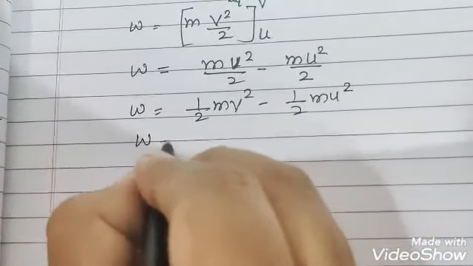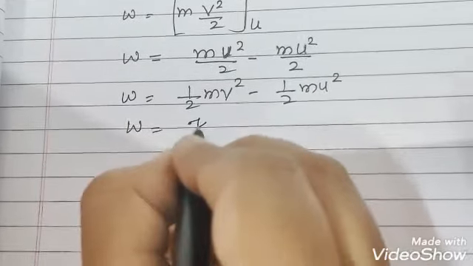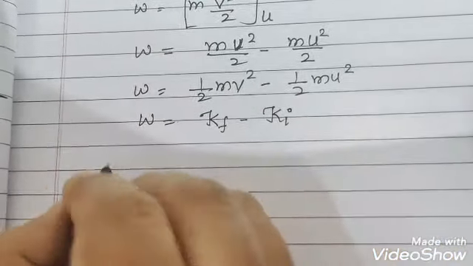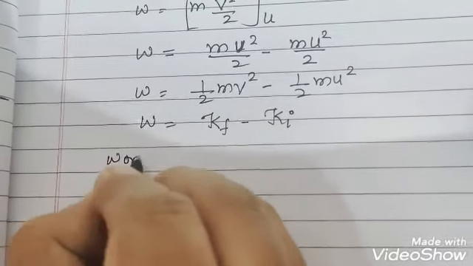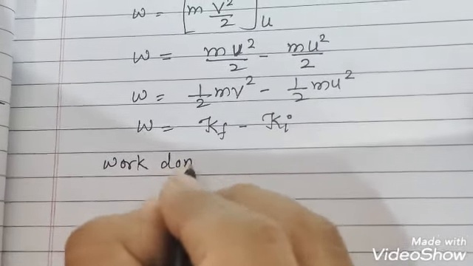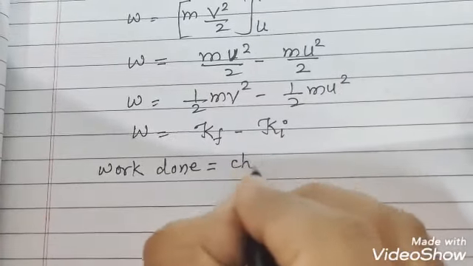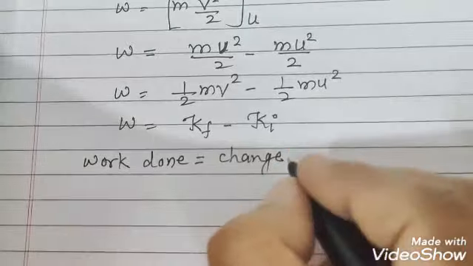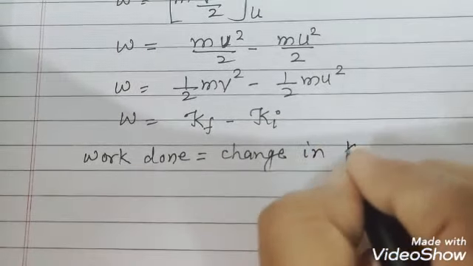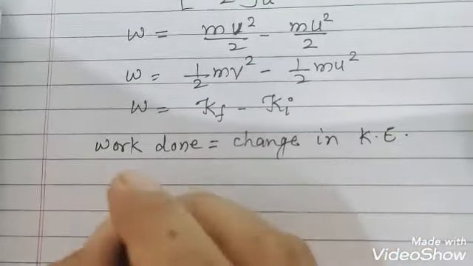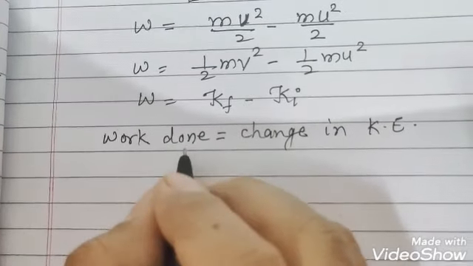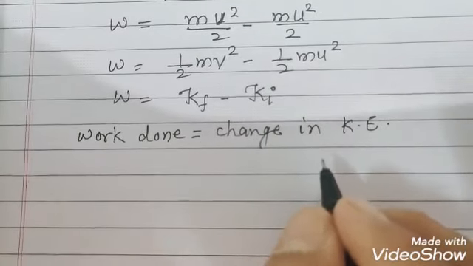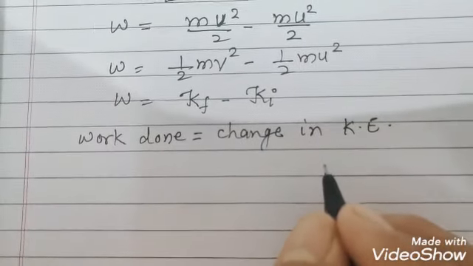So the work done is, this is the final kinetic energy, and this is the initial kinetic energy. So once again we get here the work done is equal to change in kinetic energy, that is the final kinetic energy minus initial kinetic energy. So this is only the work energy theorem, that the work done can be measured by the change in kinetic energy, whether the force is constant or the force is variable.